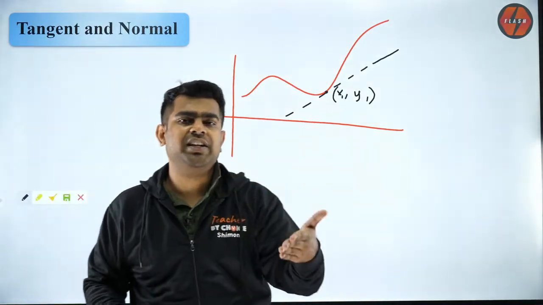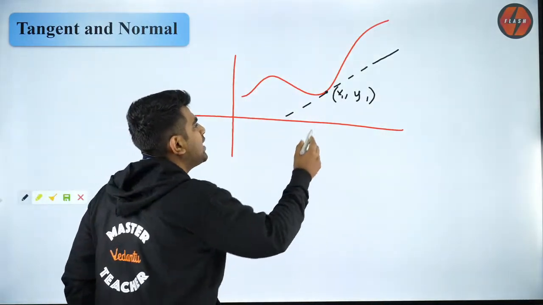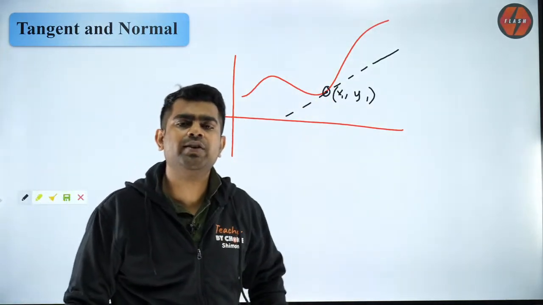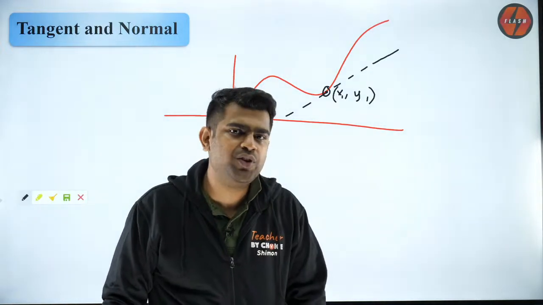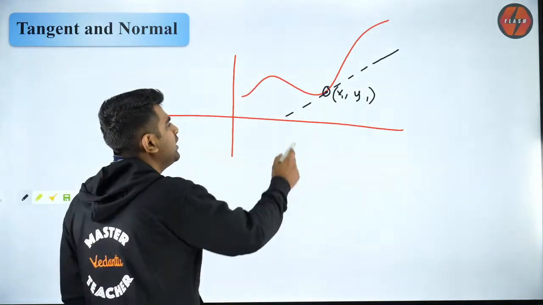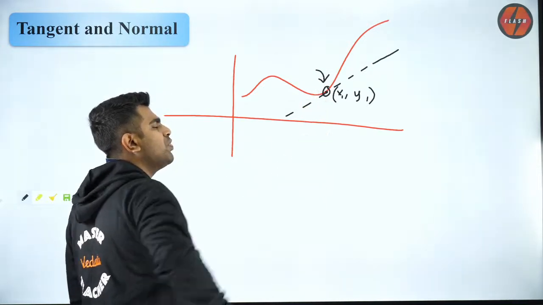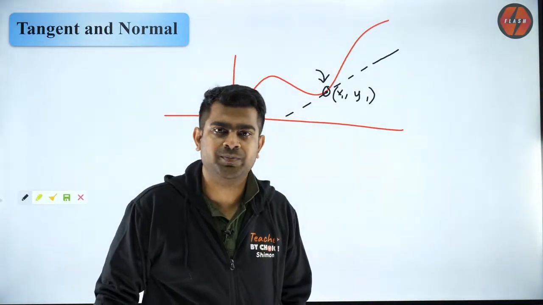What do I mean by touching? By touching, I mean that they have an equal root over here. They will have a repeated root over here. Are you guys able to follow? So when you solve this line and this curve, you will get a repeated root over here. That is what I mean by touching.